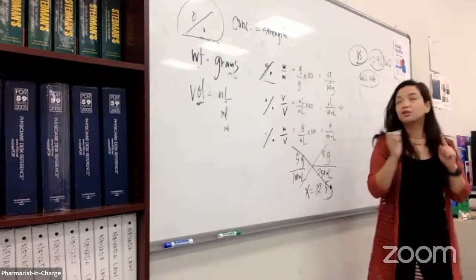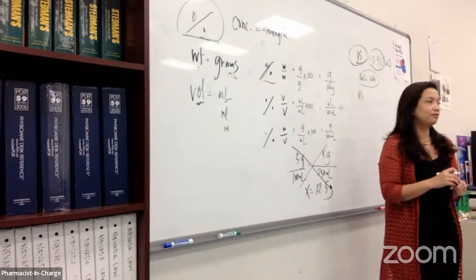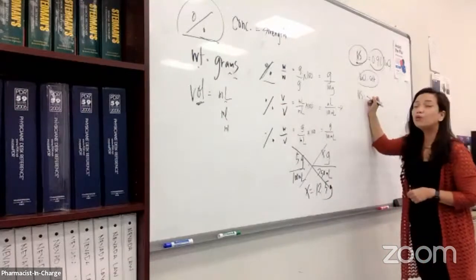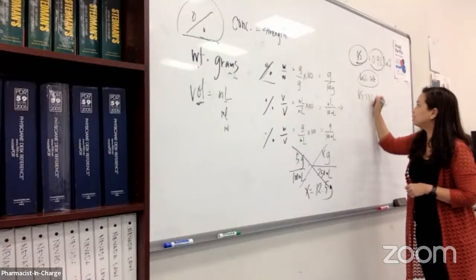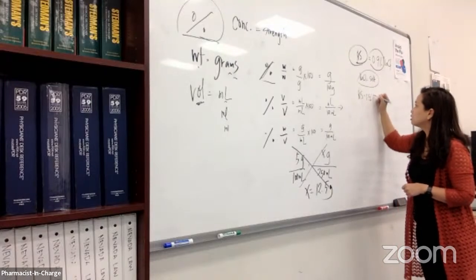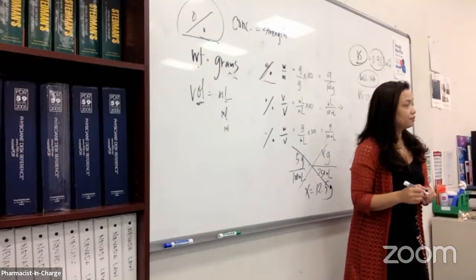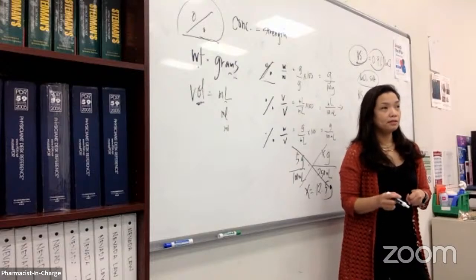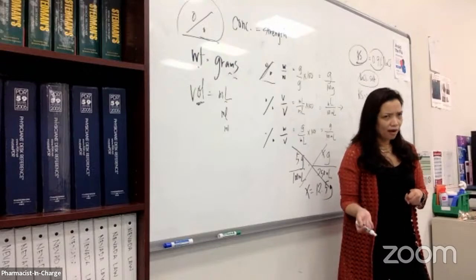But when you hear the term normal saline, it will always be, no matter what, 0.9% sodium chloride. So why did they make it that way?